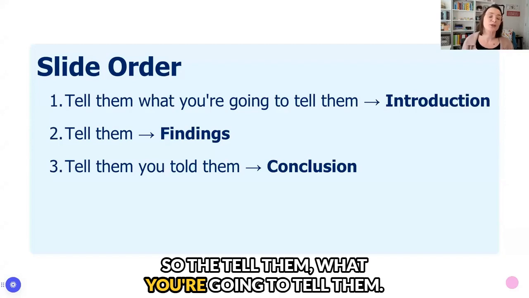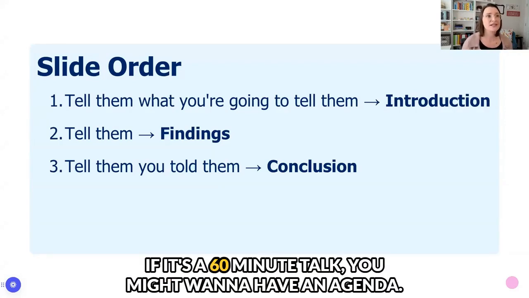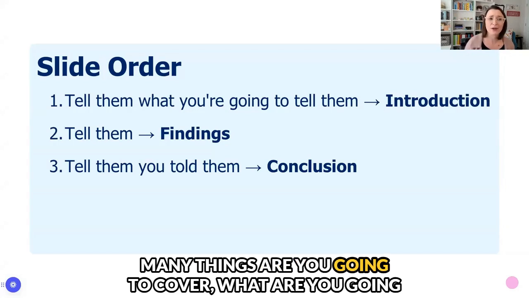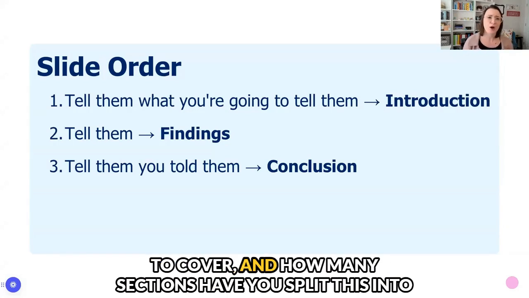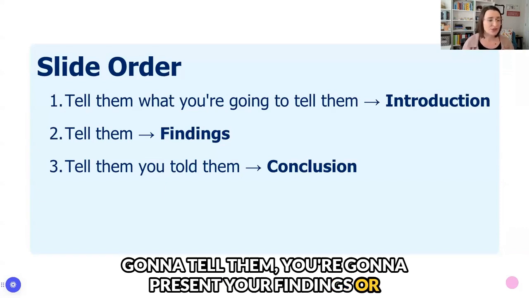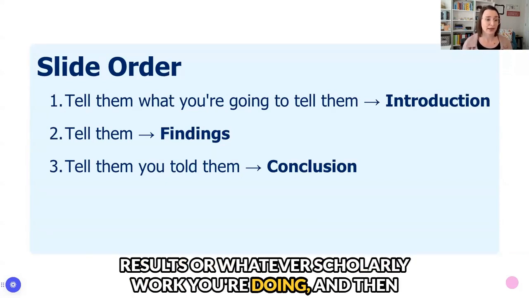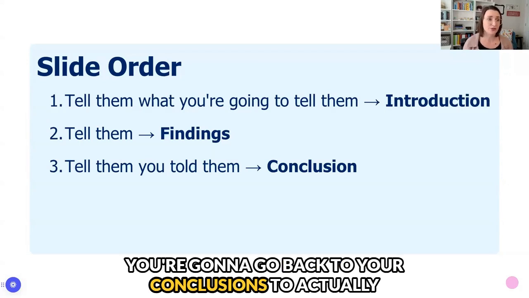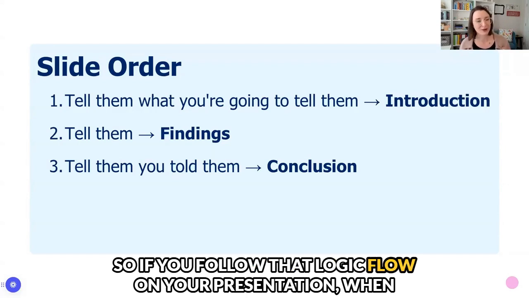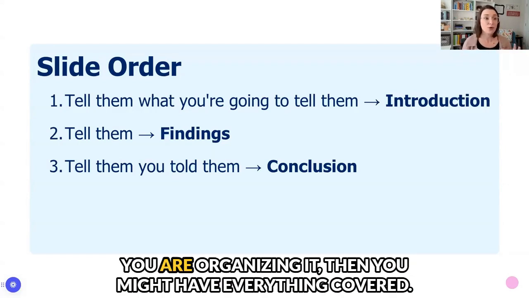So tell them what you're going to tell them, that should be your intro. If it's a 60-minute talk, you might want to have an agenda. It reduces the anxiety in the room to be able to know how many things you are going to cover, what you are going to cover, and how many sections you have split this into. It always eases the audience knowing that. Then you're going to tell them, you're going to present your findings or results or whatever scholarly work you're doing. And then you're going to go back to your conclusions to actually reinforce all those messages. So if you follow that logic flow on your presentation when you're organizing it, then you might have everything covered.